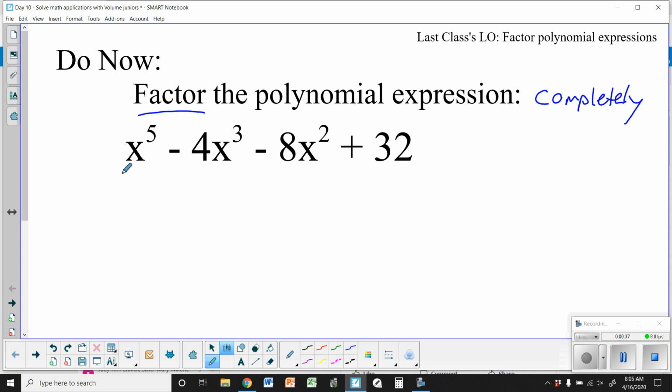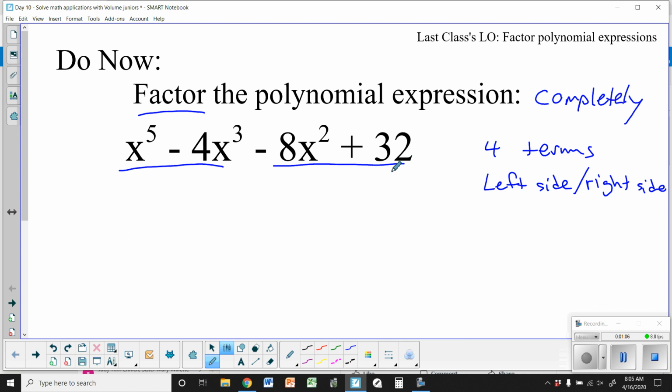So let's count the number of terms we have. That's right, we have 4 terms. So 4 terms tells us that we're going to use what method? That's right, we're going to use left side, right side. And if you're not remembering these, it's been a week and a half since we were doing these problems. Look back at your notes and just look at what we talked about for each of the types of terms.